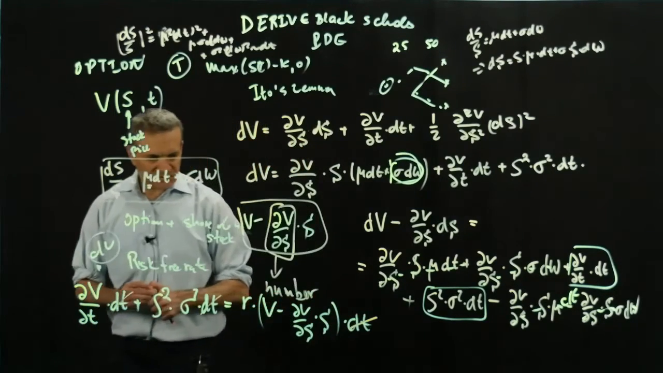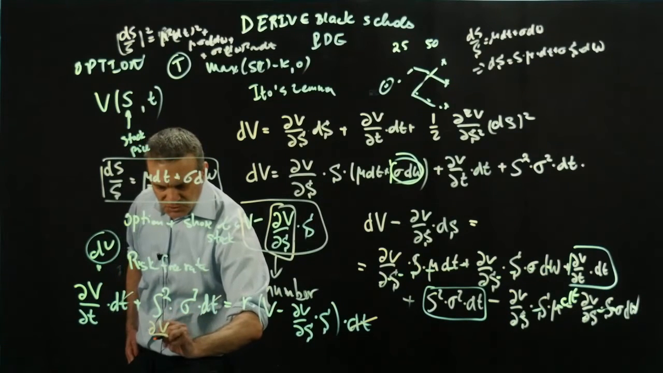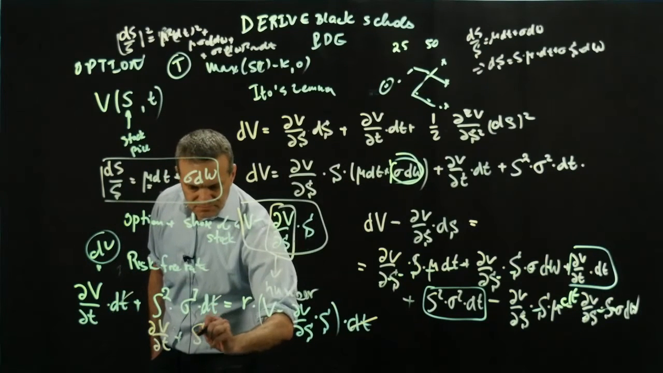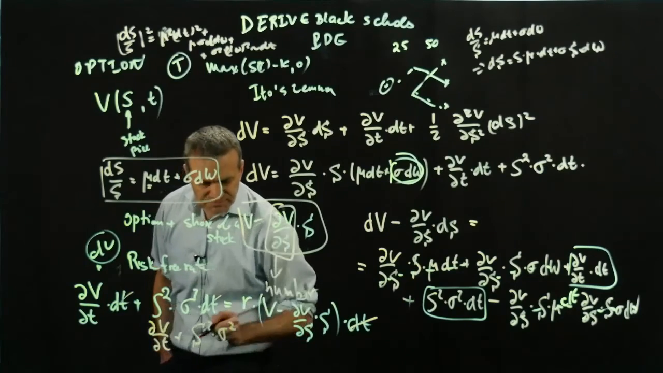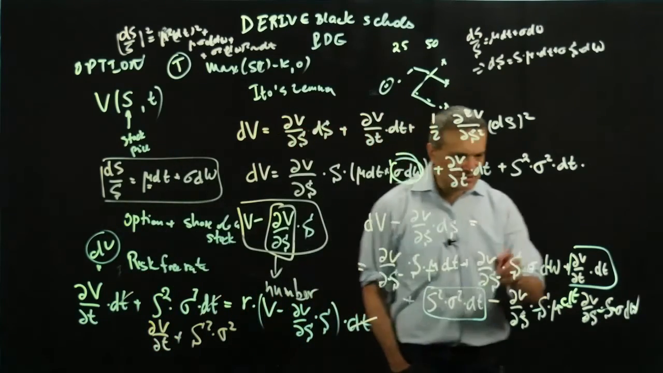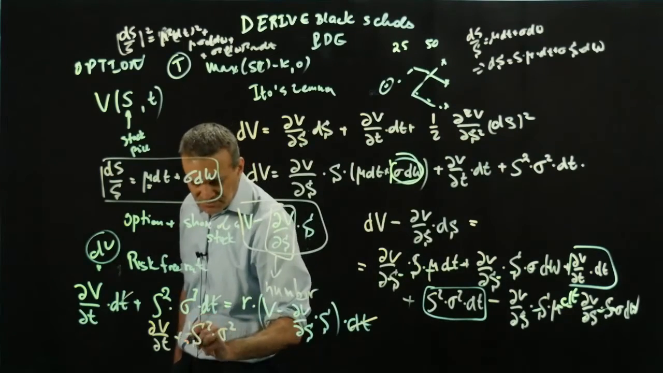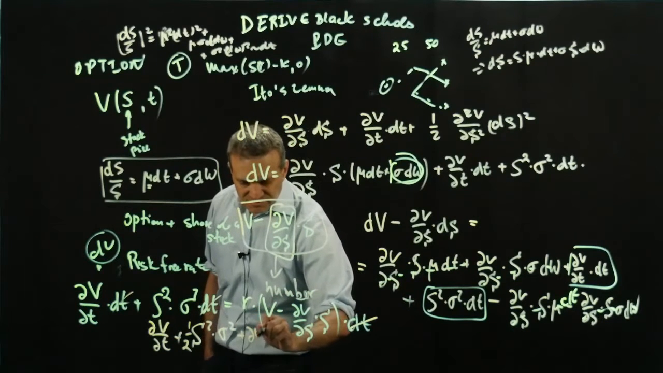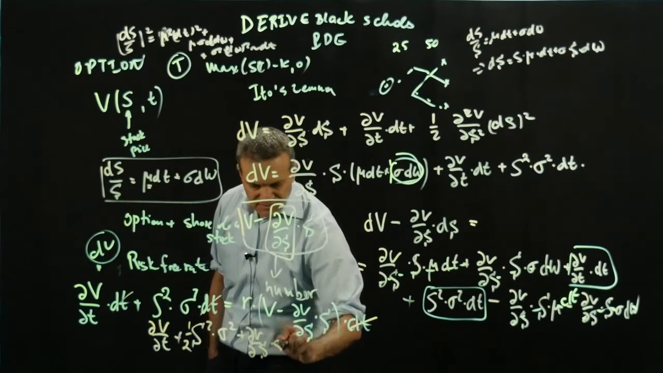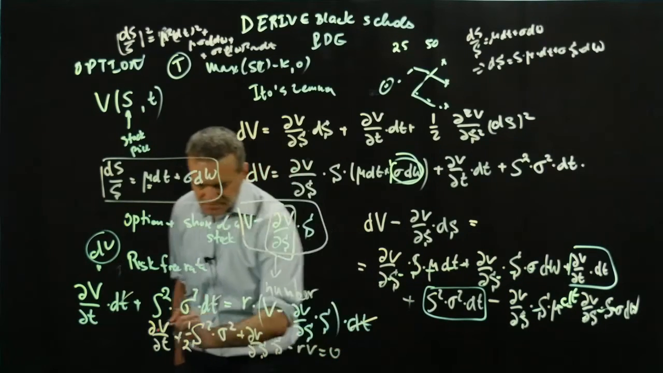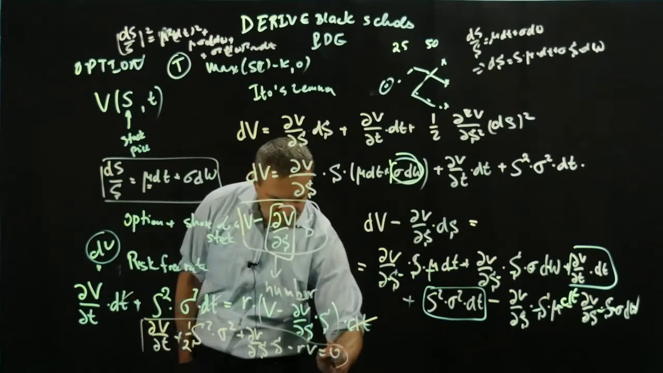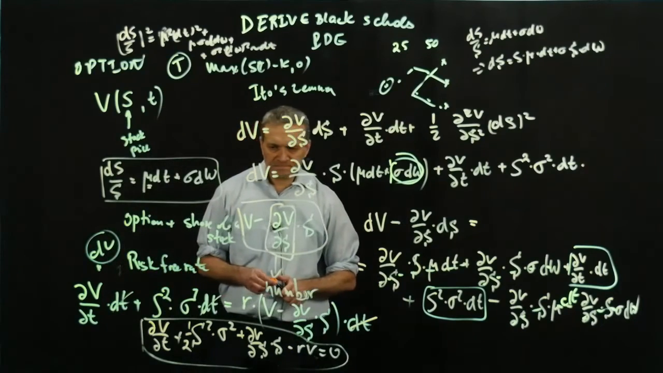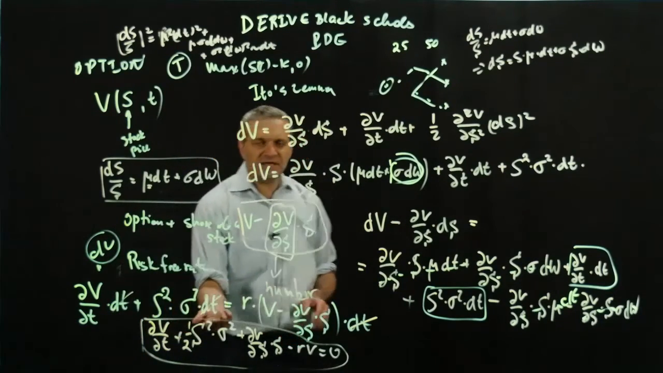We're getting the following equation: delta V over delta t plus S squared times sigma squared. Of course, I forgot the half here somewhere. It should be half here, right? Because in Ito's lemma it's half. Plus delta V over delta S times S minus rV equals 0. This is the Black-Scholes formula. So this is basically the Black-Scholes PDE.